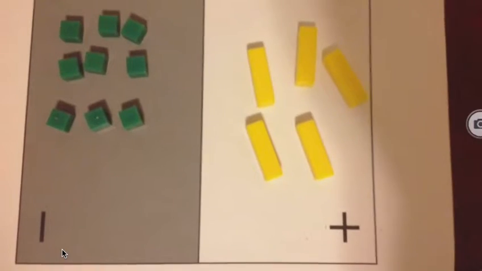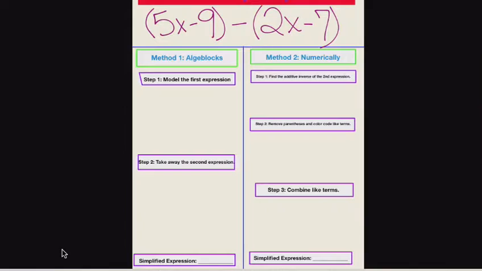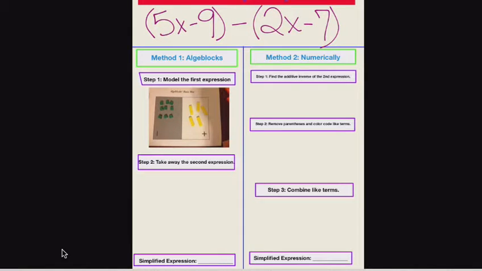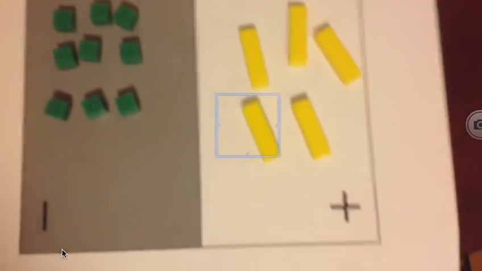Go ahead and take a picture. Drop that into GoodNotes. Okay, and we're going to go ahead and take away our second expression, which is 2x minus 7. Again, we're going to be taking away positive 2x. And now we're taking away negative 7. We're taking away negative 7, so we're going to take 7 of these away.